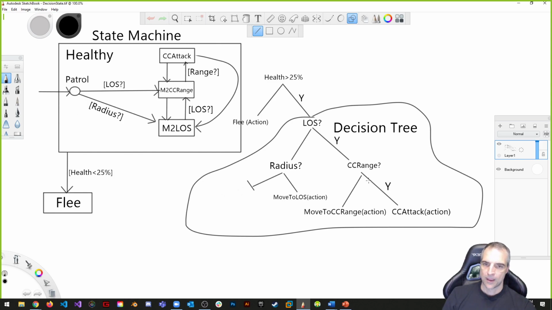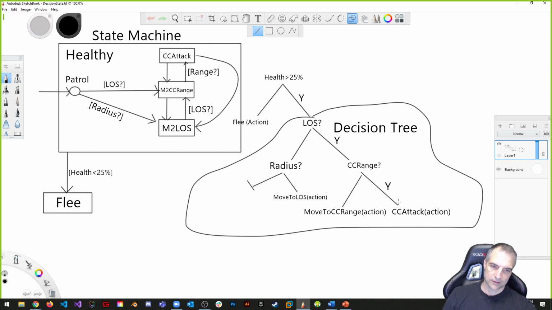Okay, and the decision tree, I would create a decision tree structure where I go to the top of the decision tree and say, okay, the first thing is, do I have line of sight? First question I'm always going to ask. Yes or no? Yes. Am I in close combat range? That's the next thing in my decision tree. Yes or no? Yes. Attack. Okay, cool. I keep attacking.